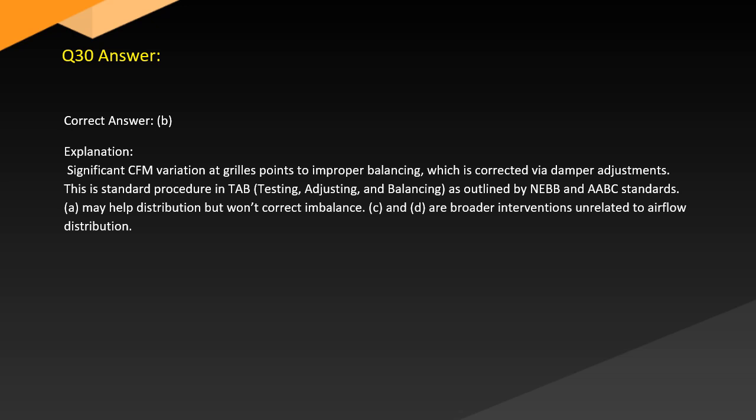Answer. Correct answer: B. Explanation: Significant CFM variation at grills points to improper balancing, which is corrected via damper adjustments. This is standard procedure in testing, adjusting, and balancing as outlined by NEBB and AABC standards. A may help distribution but won't correct imbalance. C and D are broader interventions unrelated to airflow distribution.